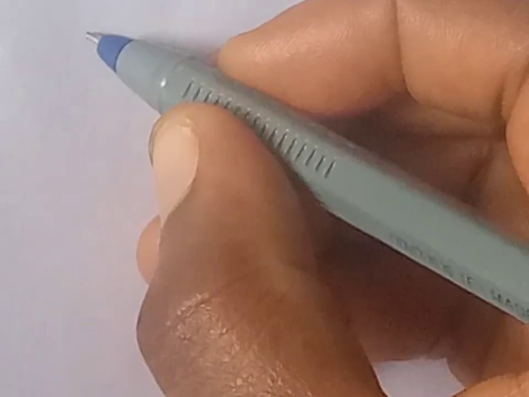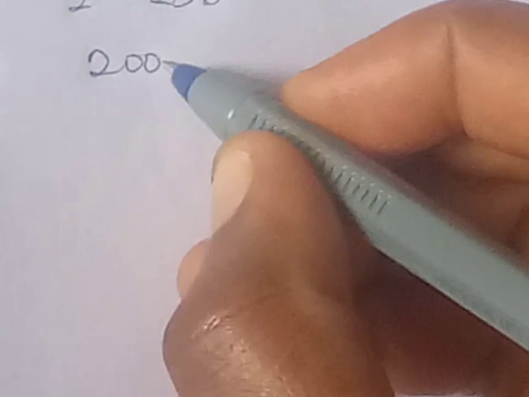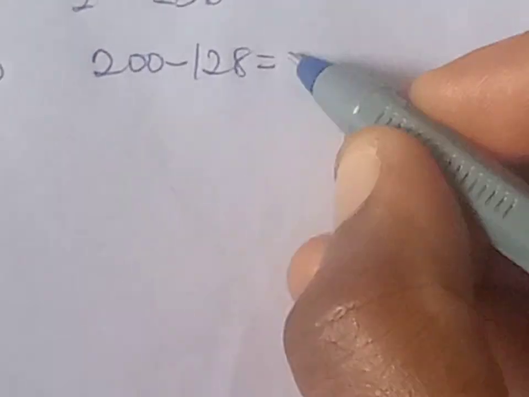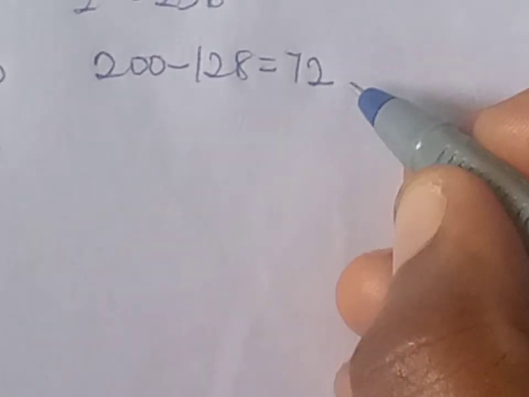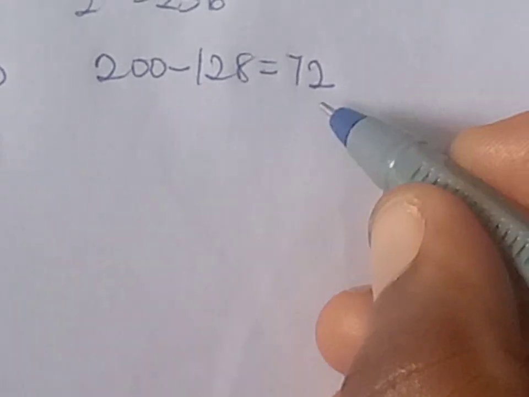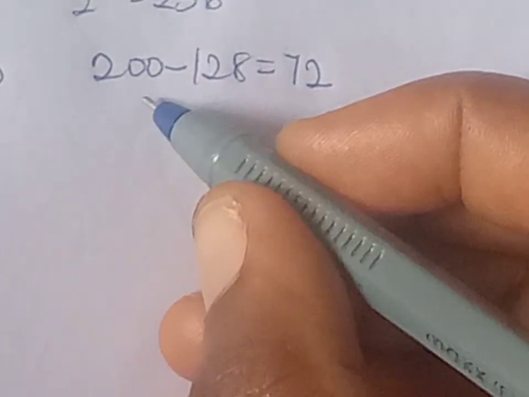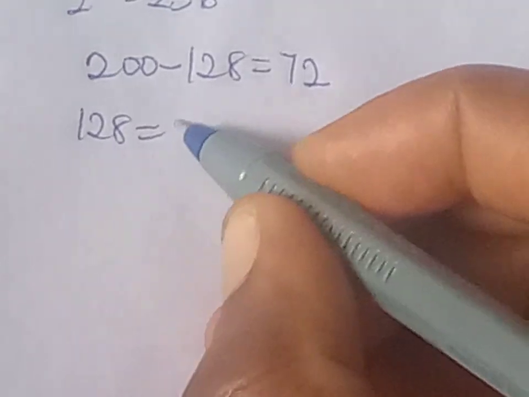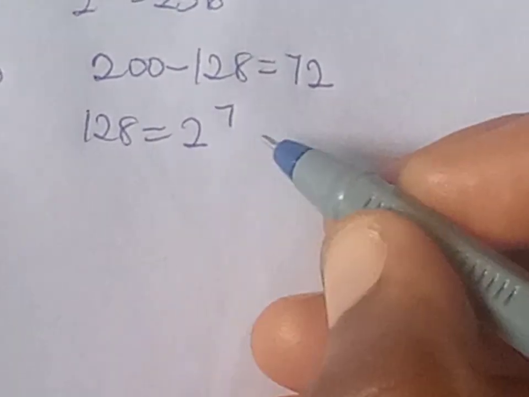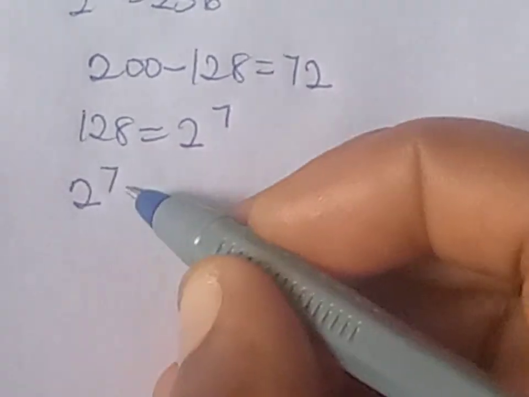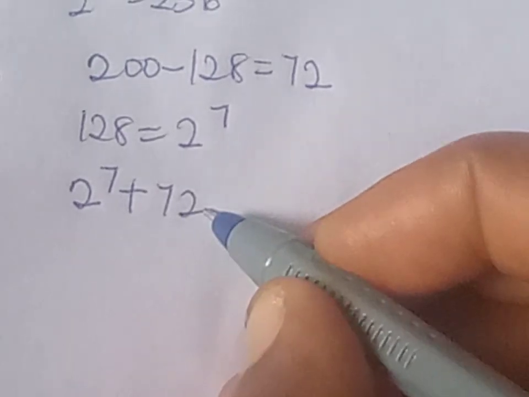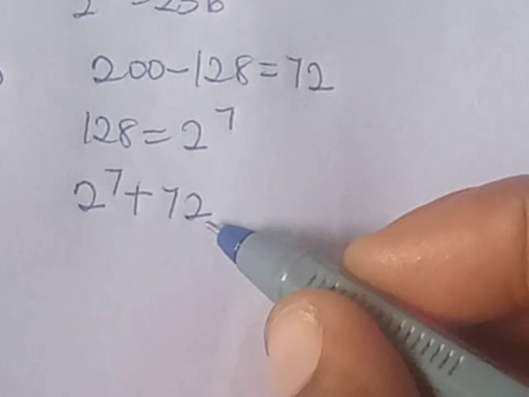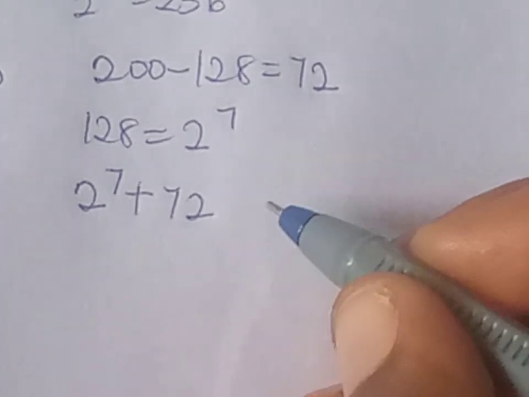The next thing is, let's subtract 128 from 200. So 200 minus 128 will give us 72. This means we have already found one of the three numbers. So far, 200 equals 128 plus 72. Since 128 equals 2 raised to the power of 7, our equation becomes 2 raised to the power of 7 plus 72. Now we only need to write 72 as the sum of 2 powers of 2.